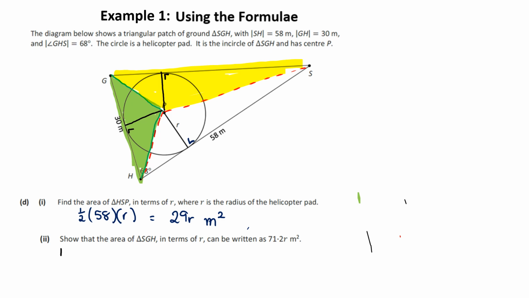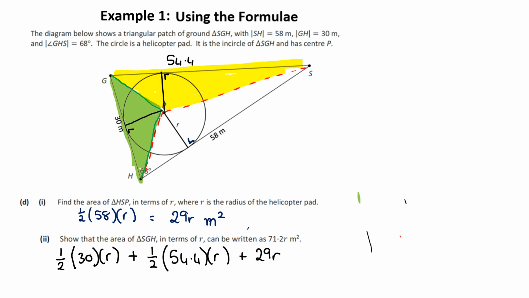is a half the base, which I'm going to do the green triangle first. The base is 30 times OR, plus GS, we actually worked that out earlier on. We should have that as 54.4. So this is going to be a half, this is the yellow triangle, 54.4 times OR. All the perpendicular heights are OR. Plus a half 58 by OR, so that's the triangle we've done in part I, which is just 29 OR.